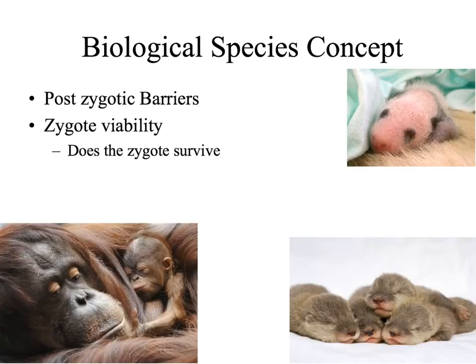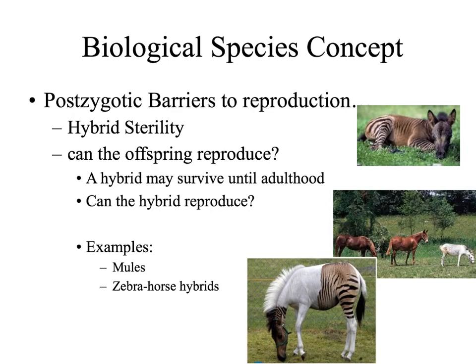After fertilization occurs, there are three types of postzygotic barriers that can still occur. One is zygote viability. So do the zygotes survive till birth, and can they survive in their environment afterwards? We can also look at hybrid sterility. So can these offspring reproduce themselves? A hybrid is often formed whenever we have two species mixing together. This hybrid offspring may be sterile or unable to make babies.